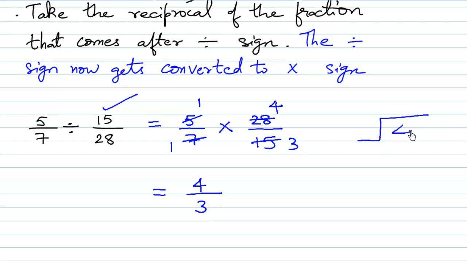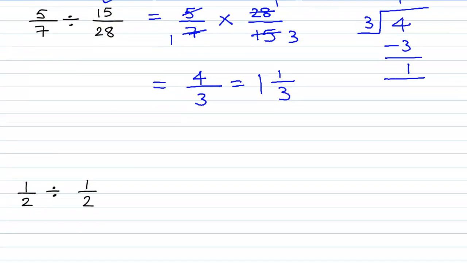Or we can convert this into a mixed fraction. 3 ones are 3, 4 minus 3 is 1. So we can rewrite this as one integer, then the remainder 1 upon the denominator 3 as it is. Let's take another example.